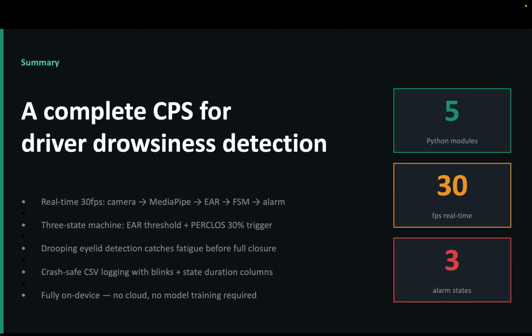So to summarize, this system demonstrates all the core elements of a CPS: a sensor measuring the physical world, a real-time compute pipeline making safety-critical decisions at 30 frames per second, and an actuator providing feedback to the driver. It uses EAR thresholding for immediate detection and PERCLOS for sustained pattern detection. It logs every frame. It runs fully on device with no cloud dependency and no custom model training required. It was built in Python using only 5 modules.